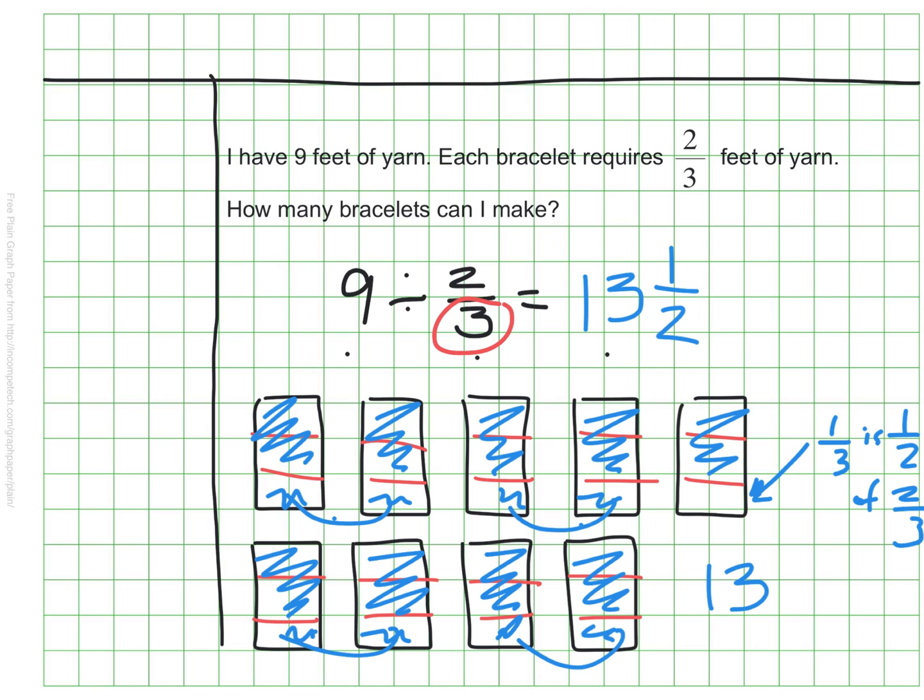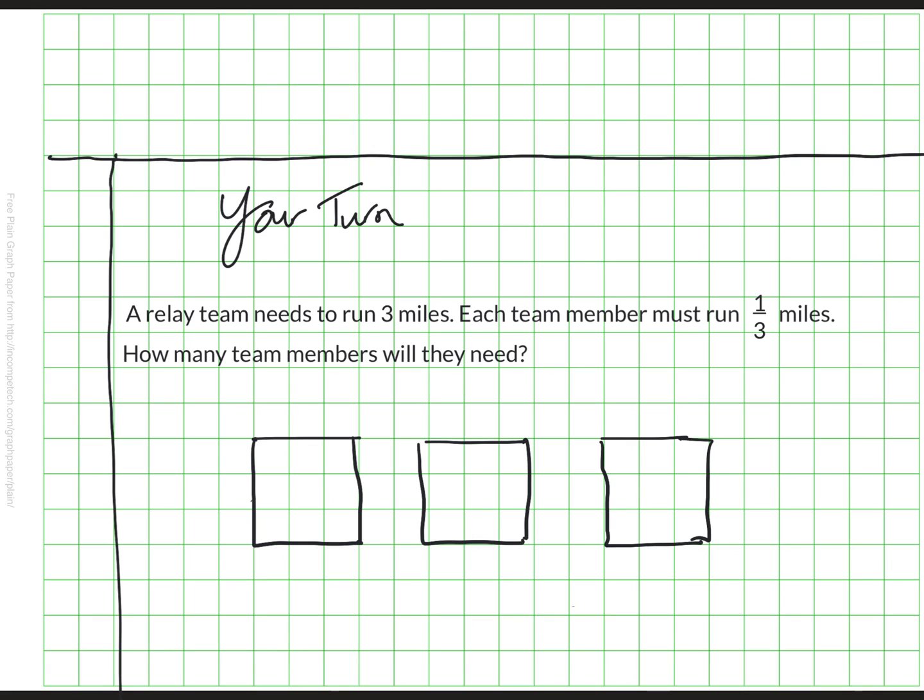Now that's a little tricky. It's something we're going to practice in class, but I just wanted to show that to you so you can see what happens if it doesn't fit perfectly. Okay, so leaving you with your turn, we have a question here about 3 miles being split into thirds to figure out how many people we need on our relay team. So go ahead and draw your boxes, do your visual, and then provide your quotient, the answer to the division problem. And remember, the essential question was, how do we divide a whole number by a fraction? And that's what we got to practice today, and of course we'll practice more together in class.